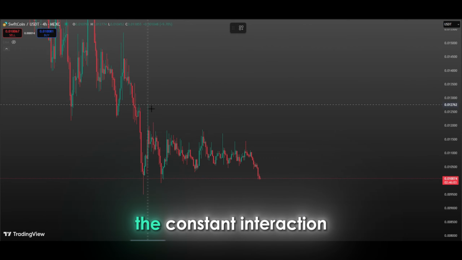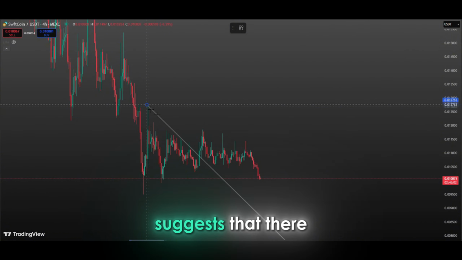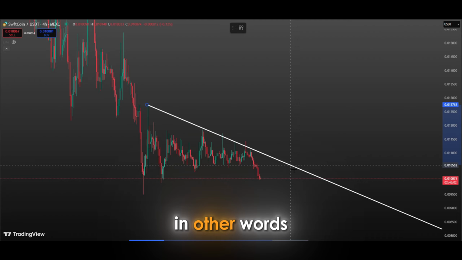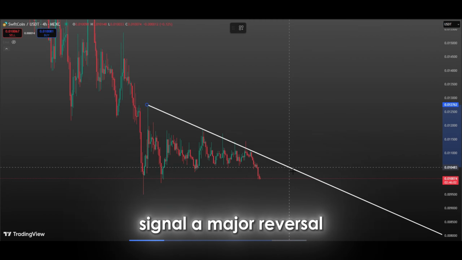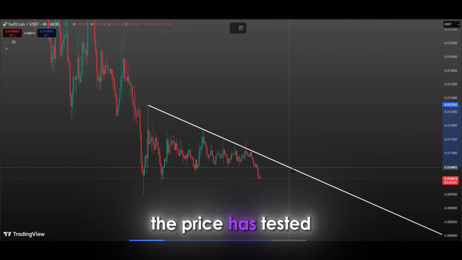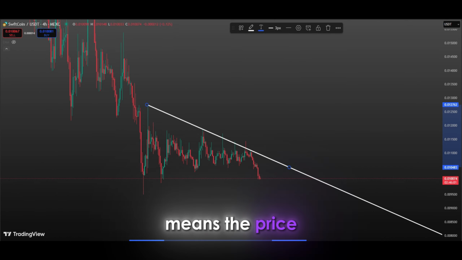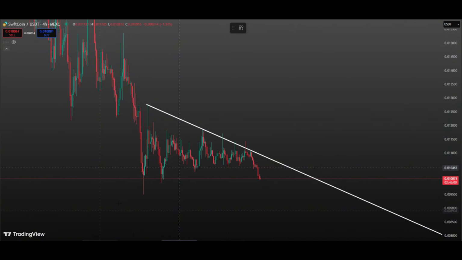The constant interaction with this trend suggests that there is significant compression and accumulation in the market. In other words, this descending trend could be more than just a barrier. It may also signal a major reversal. The price has tested this descending trend line multiple times, continually approaching this level, and each test means the price is gathering more strength for the next move. This shows that the price is one step closer to breaking this level.